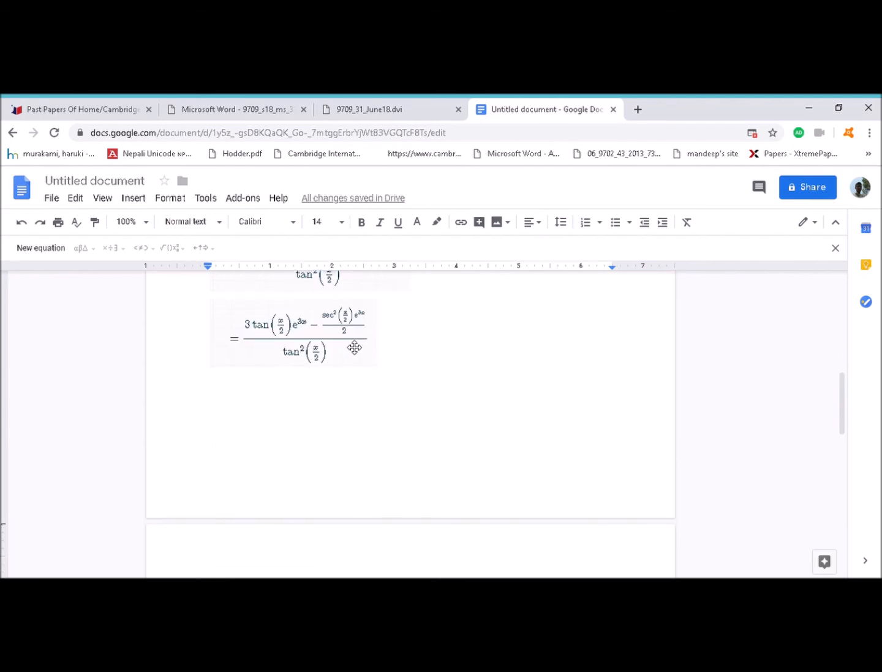Now here's the tricky part. We have 2 in the denominator, so 2 times 3. We're taking the LCM, so 2 times 3 will be 6, minus sec square x over 2 times e power 3x. So the 2 goes down here, and it will be 2 tan square x over 2. So when the numerator is equal to 0, everything over the denominator will be equal to 0. So we can write it like this.